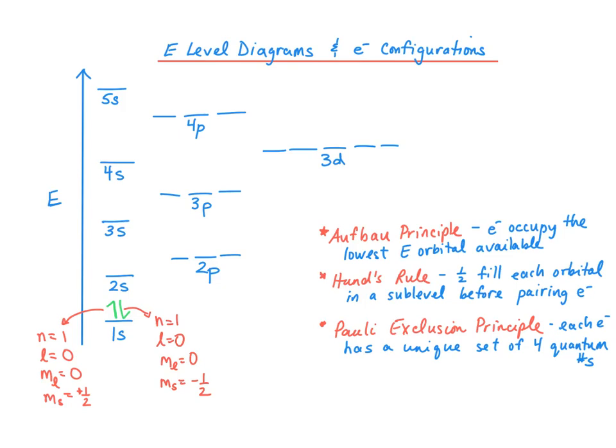Okay, if we're moving on to lithium, there would be 3 electrons in total. And so the first 2 would go in the 1s orbital that we see, and then the third electron, following Aufbau, would go into the next lowest energy orbital available, which is the 2s.